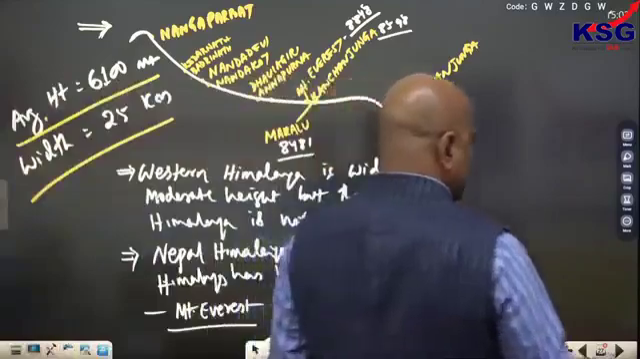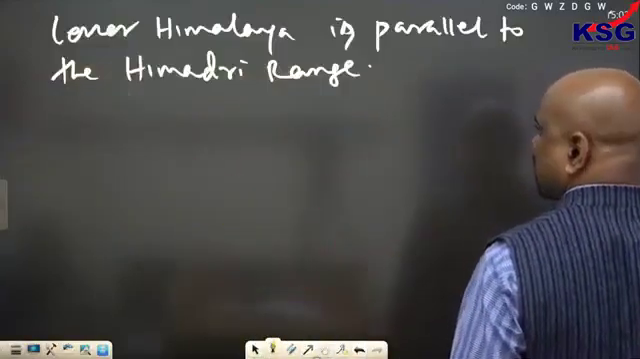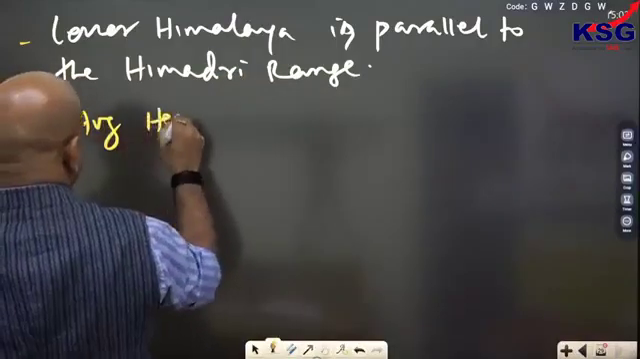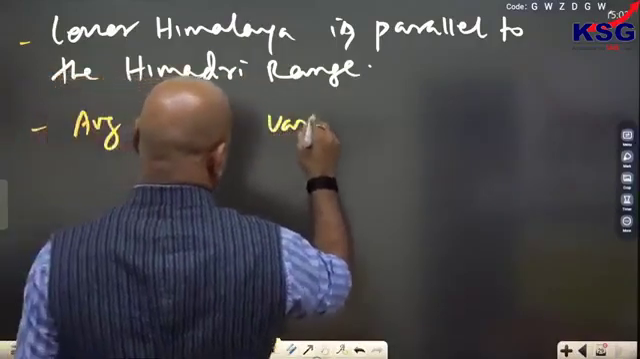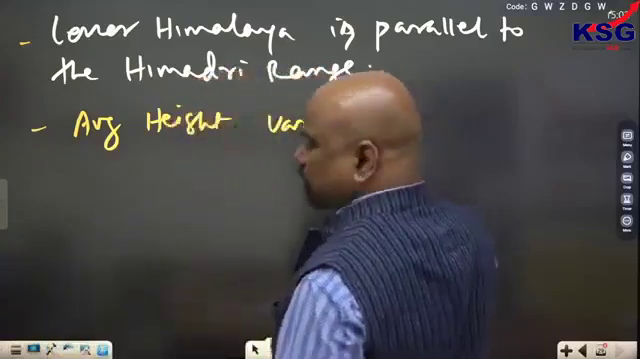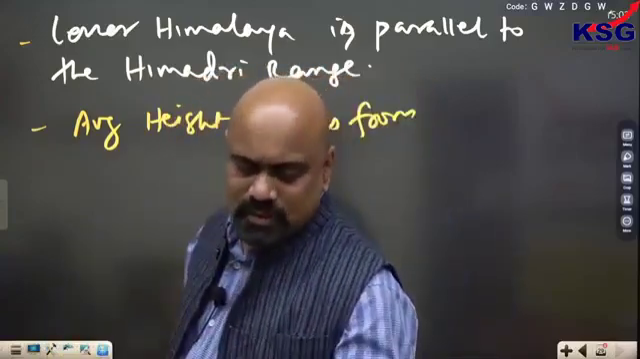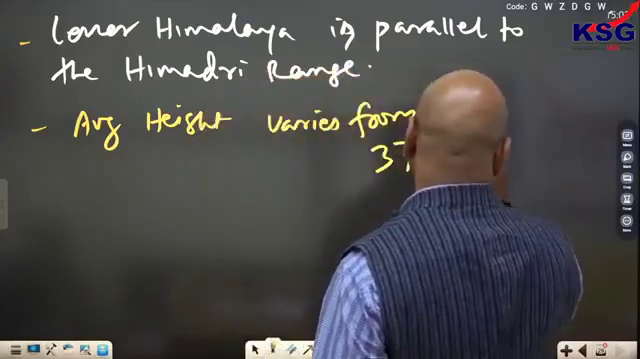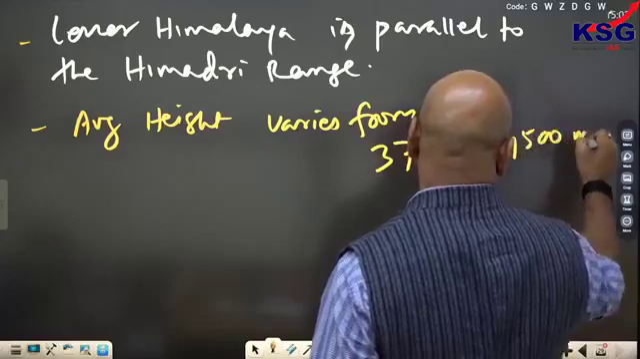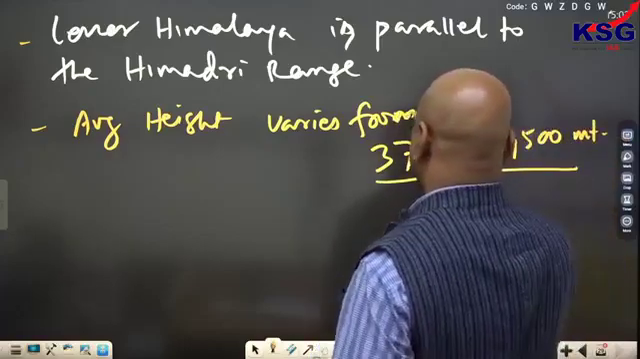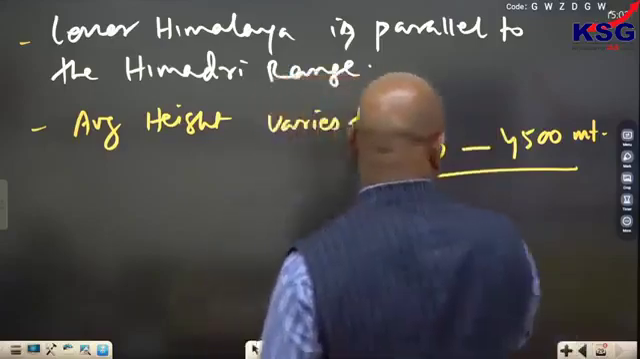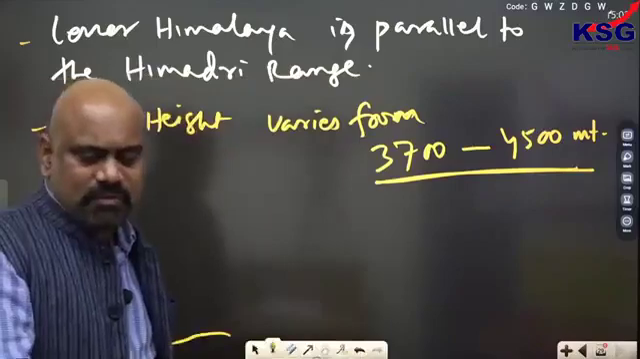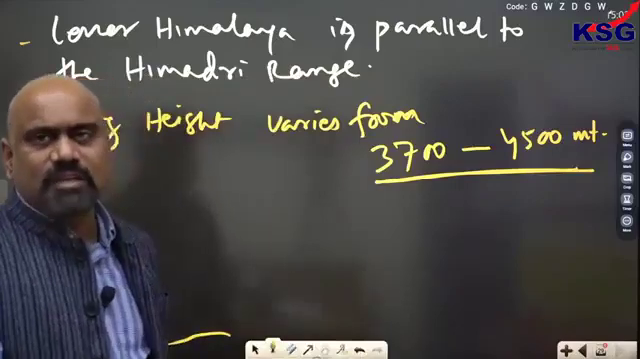In case of the lesser Himalaya, it goes down. In case of lesser Himalaya, average height varies from, do you know what is the average height of this region? Average height is 3700 to 4500 meter. इसका मतलब क्या है? It has greatest variation. It means it has the greatest variation.